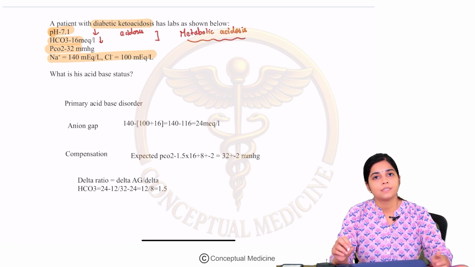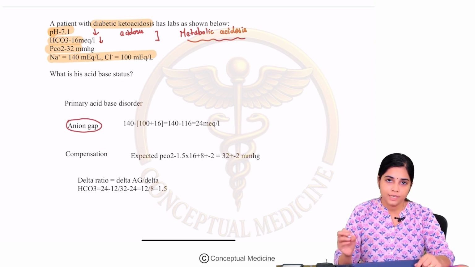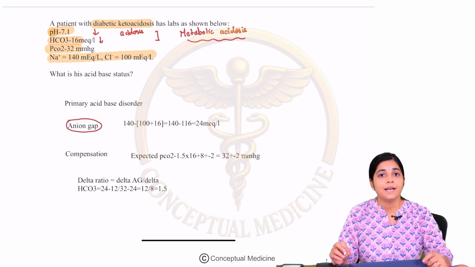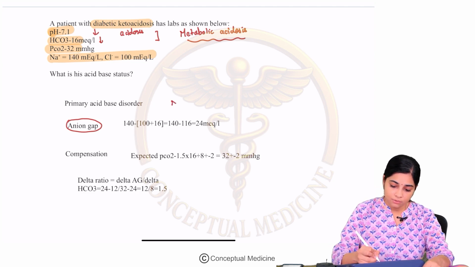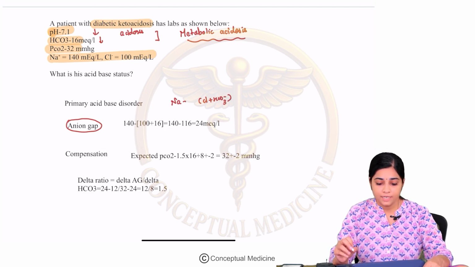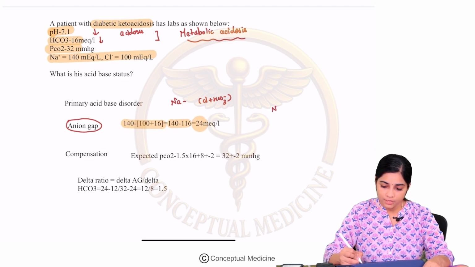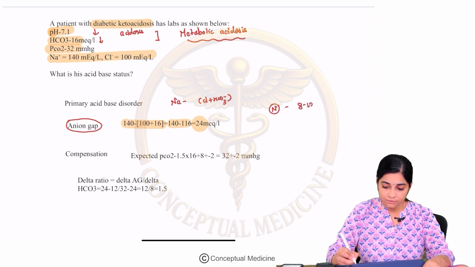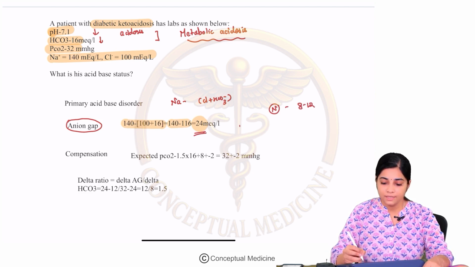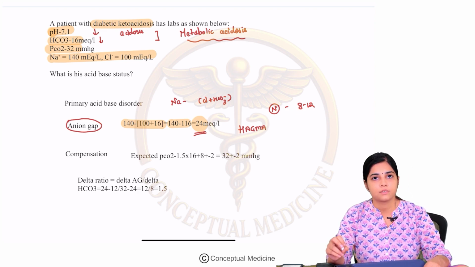Next step will be, we have found out that this is a metabolic acidosis. You have to find out whether this is a HAGMA or an AGMA. So for that you have to see the anion gap. Okay. The anion gap is given by the formula sodium minus the sum of chloride plus bicarbonate. So this is 140 minus 116, which is 24. So the normal gap is what? It is 8 to 12. So here definitely it is increased.